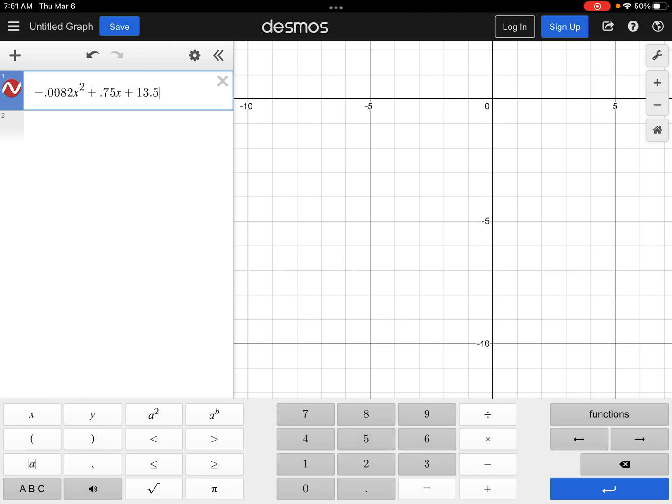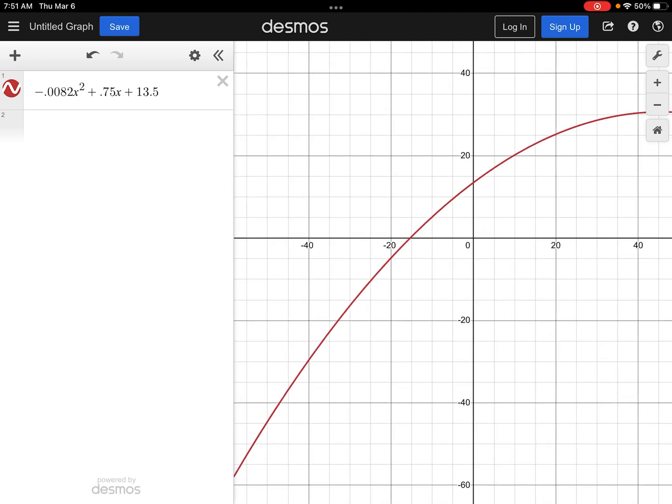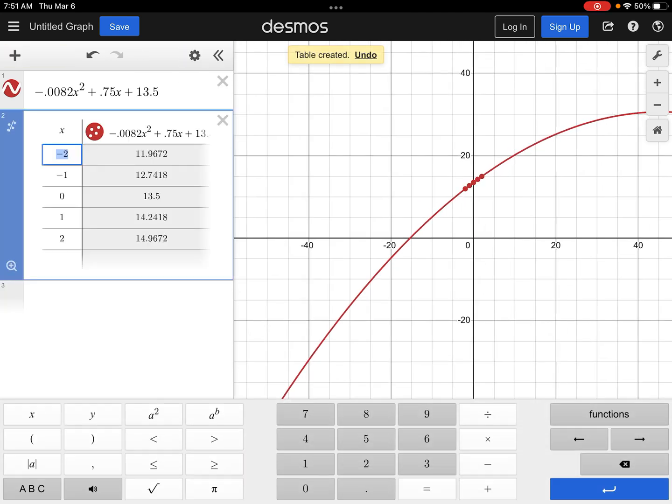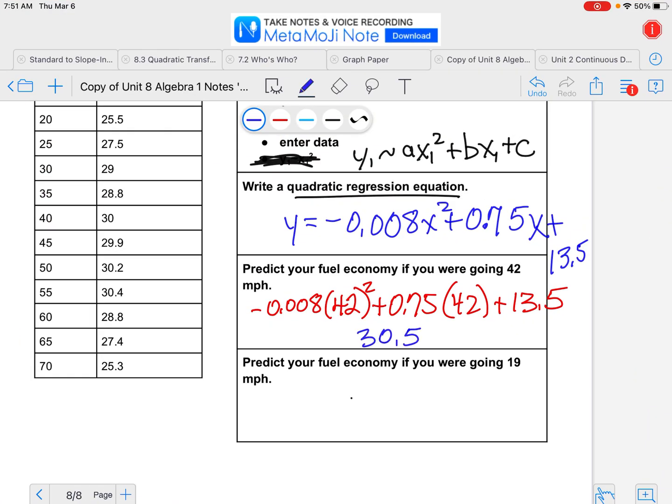Now, you'd have to zoom way out to see your graph. There we go. It's a quadratic, but if you hit this gear and add a table, you can do anything you want in this table. You could just type in 42 for the x value, and you get about 30.5. So your fuel economy going 42 miles an hour would be about 30.5. If you look at your table, that's within the reasonable range.